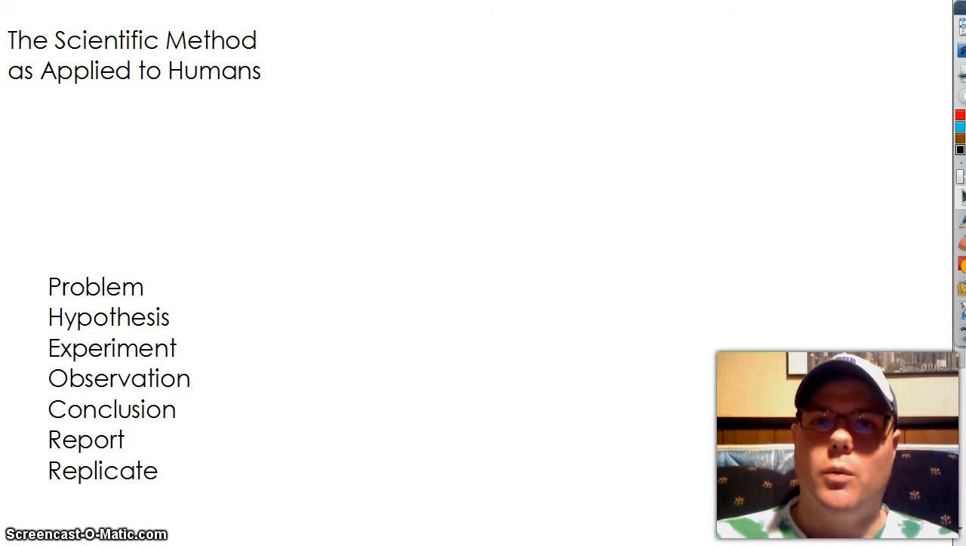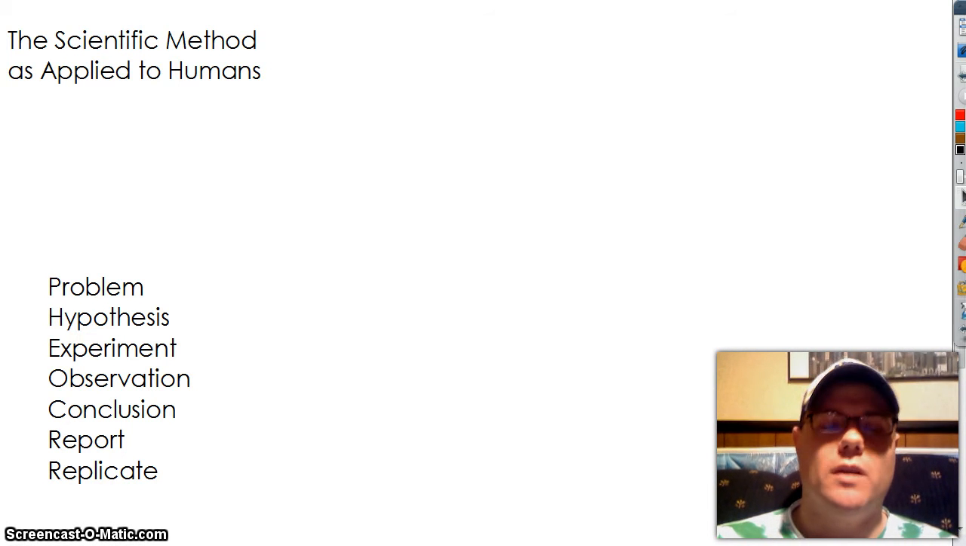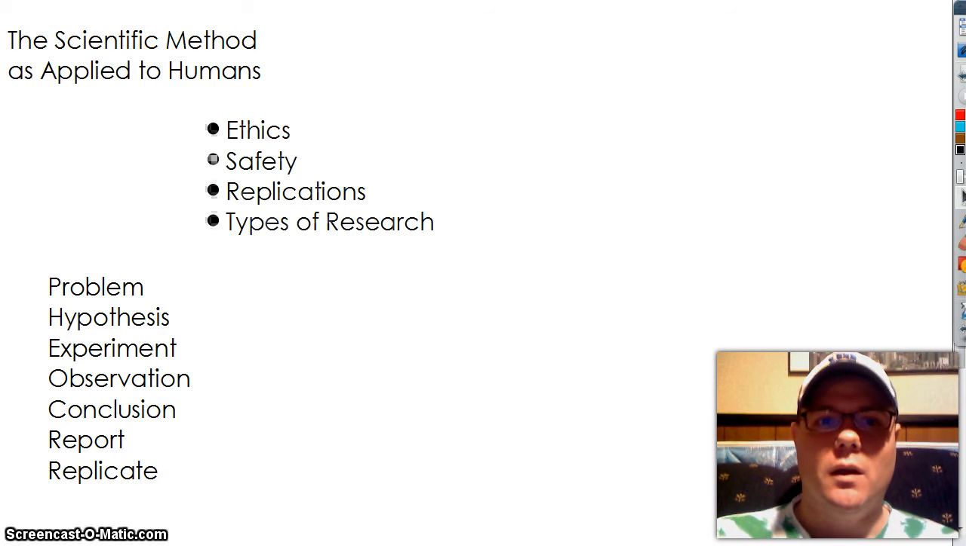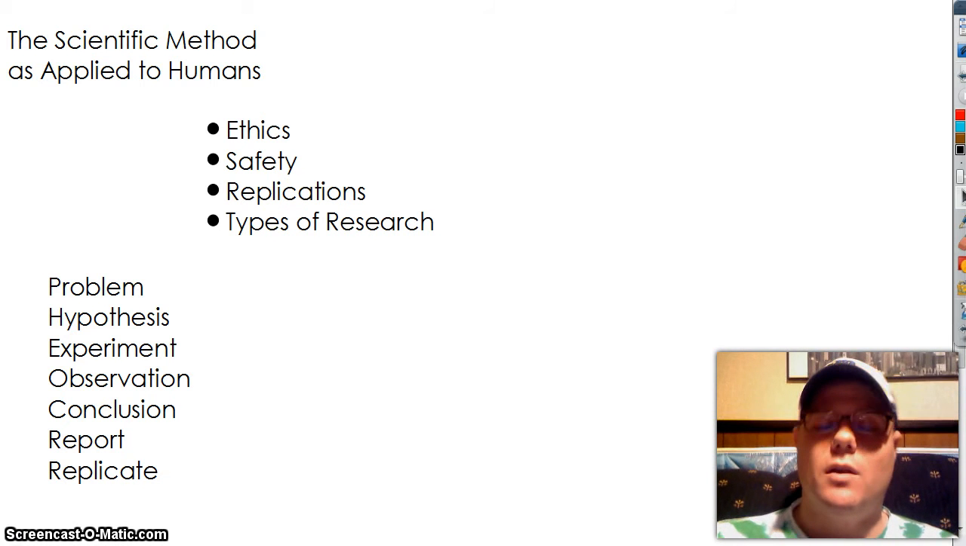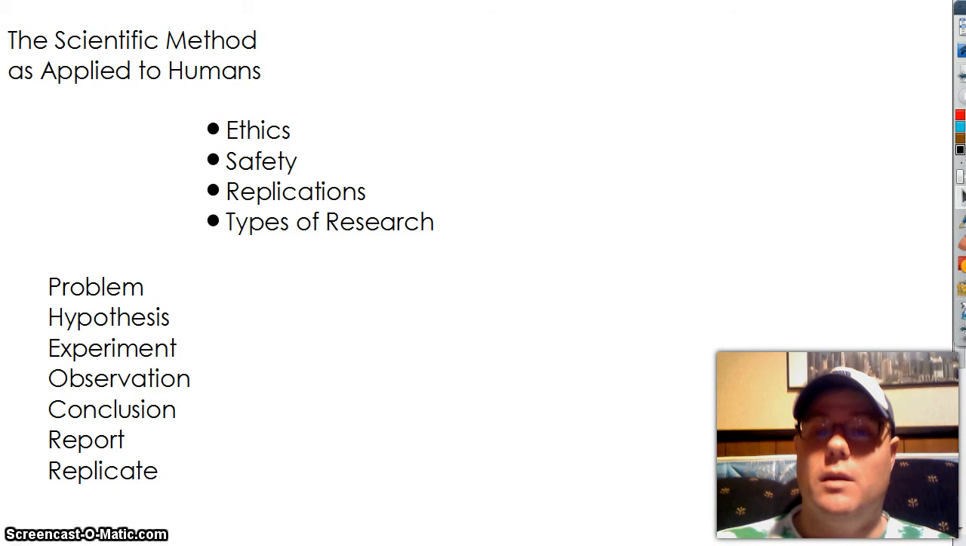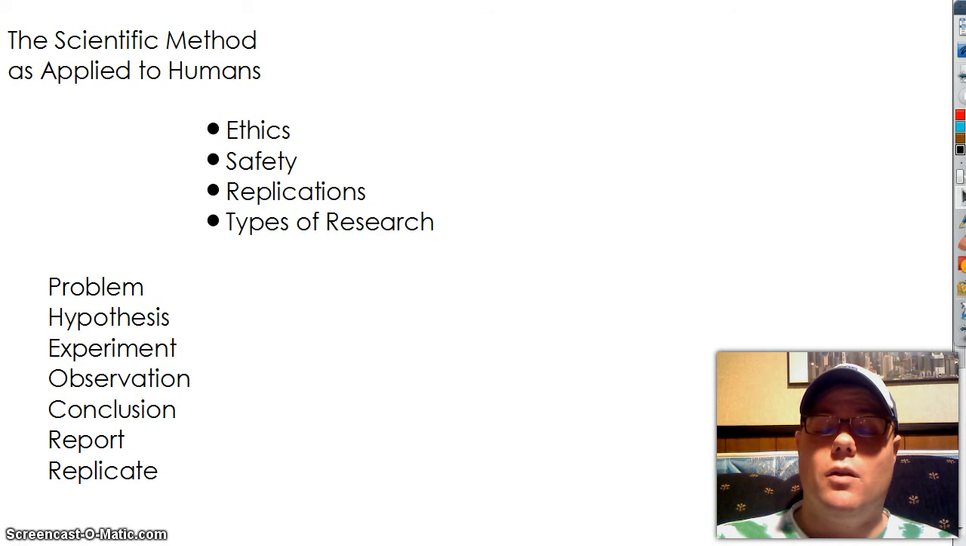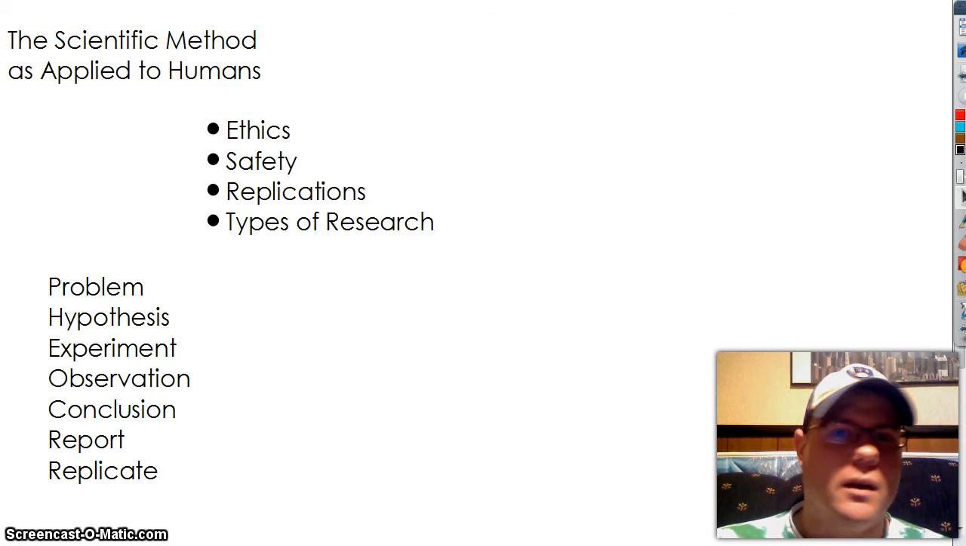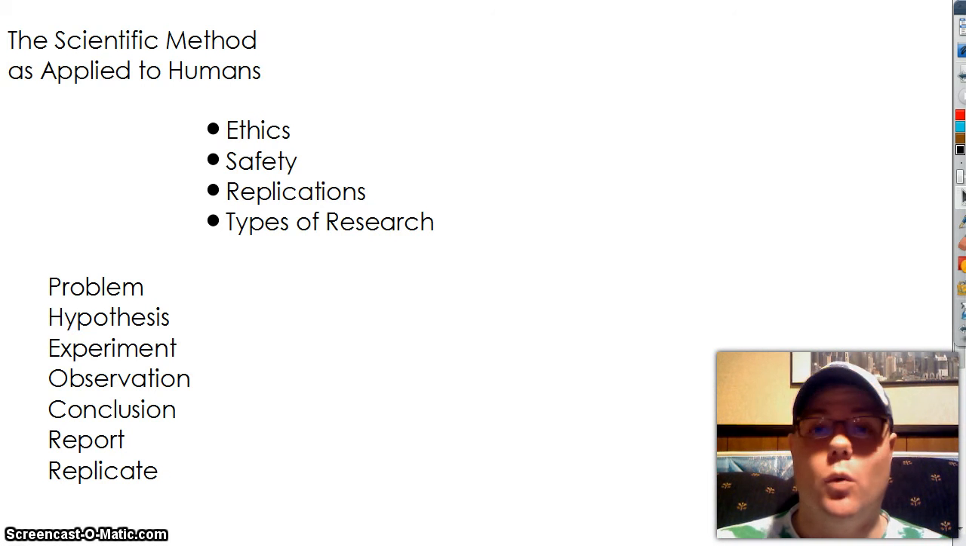The reason I want report and replicate in there is because, especially when it's applied to humans, the scientific method can be just a little bit confusing. For these reasons, there are ethics involved. We can't harm any humans. We need to keep them safe. And there are also some issues with replication that make it sometimes pretty difficult to reenact a specific event or to replicate a specific experiment.